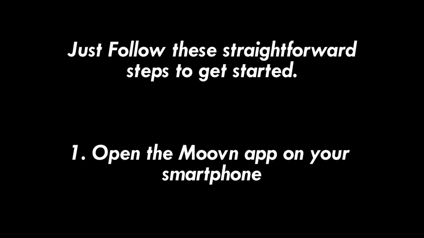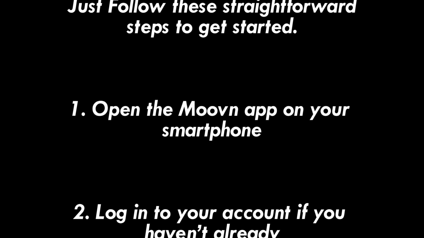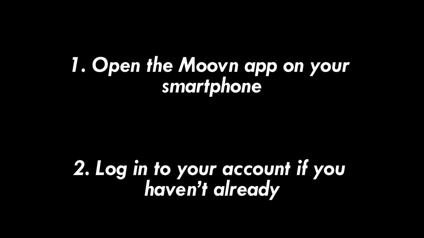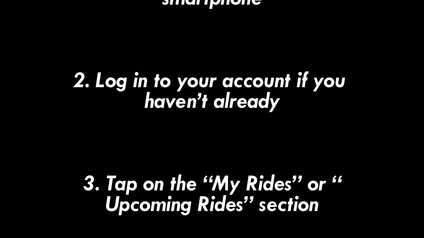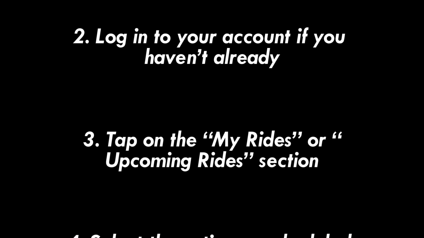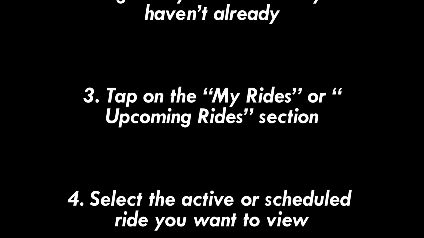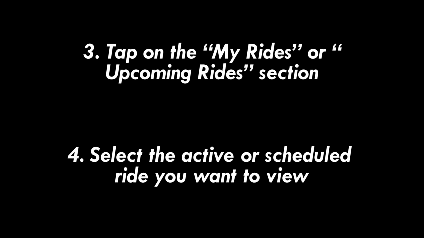1. Open the Moovn app on your smartphone. 2. Log into your account if you have not already. 3. Tap on the My Rides or Upcoming Rides section. 4. Select the active or scheduled ride you want to view.